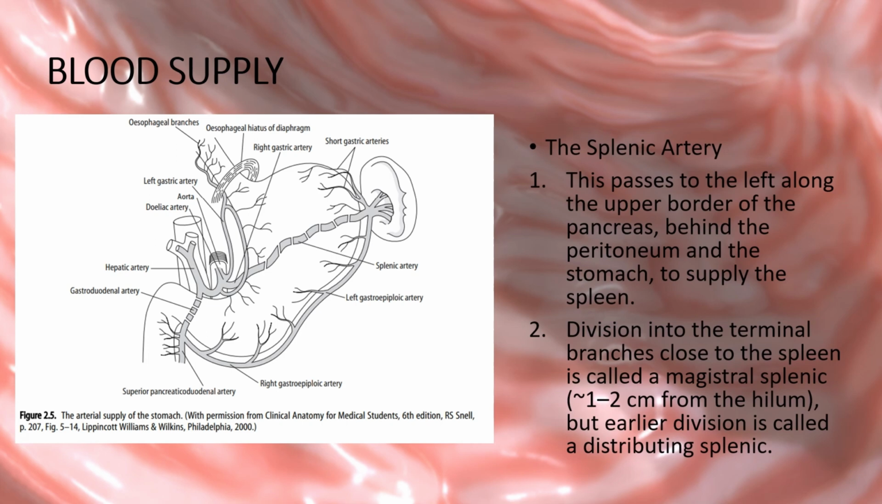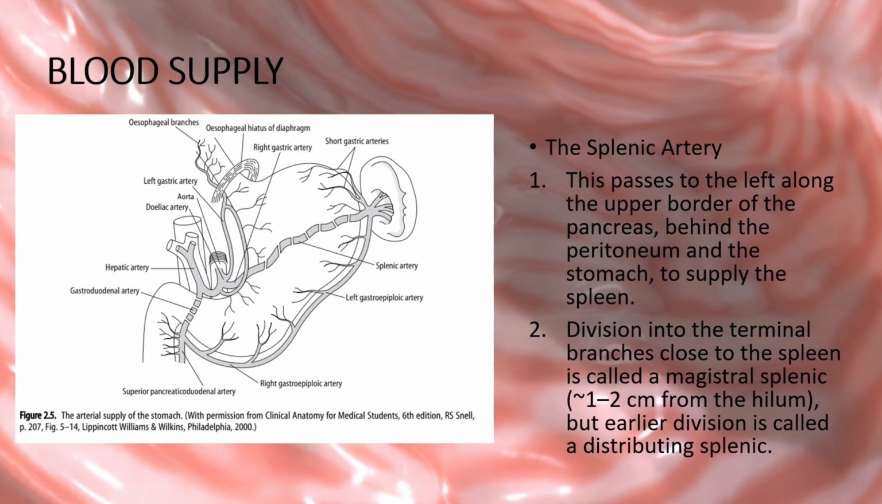Also, we have another artery that is called the splenic artery that passes to the left along with the upper border of the pancreas behind the peritoneum and the stomach to supply the spleen. The division into the terminal branches close to the spleen is called a magistral splenic, that is like 1 or 2 centimeters from the hilum.